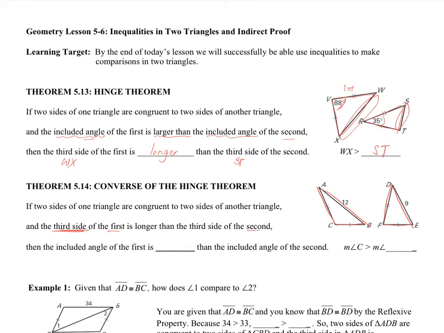Then the included angle, which is C, of the first is larger than the included angle, which is angle F. I'm going to write angle C here and then angle F here, of the second triangle. So again, measure angle C will be greater than measure angle F.